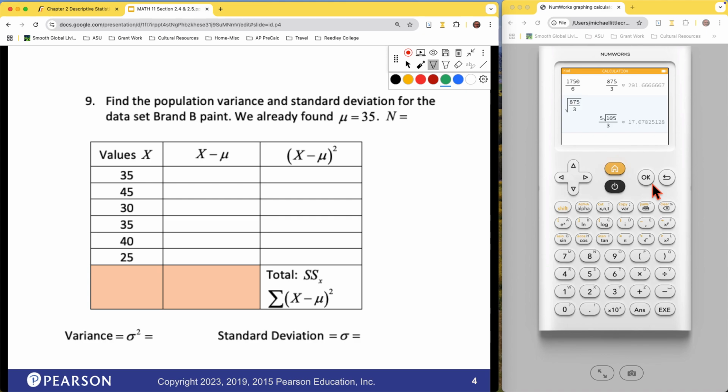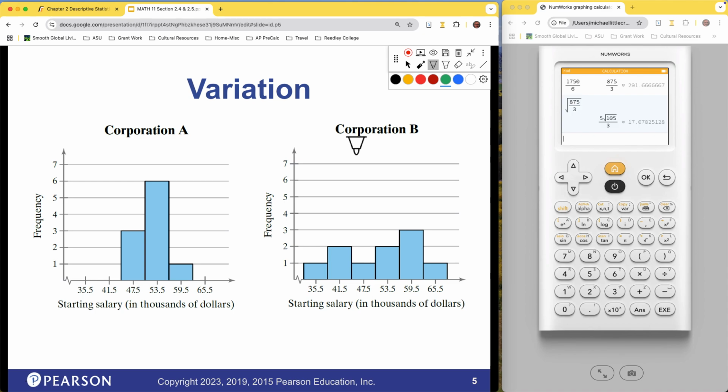I just want you to be able to see that what the standard deviation gives us is on average how far from the mean we are. So we use it for a comparison between two different sets of data, say like for brand A and brand B of the paint. However, why is there a difference between the standard deviation for the population and the standard deviation for the sample? We'll get there next.